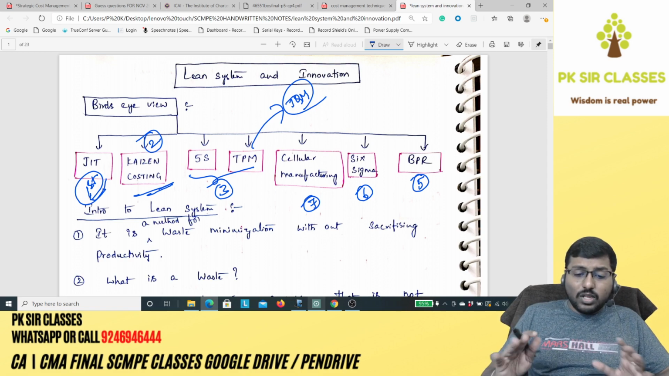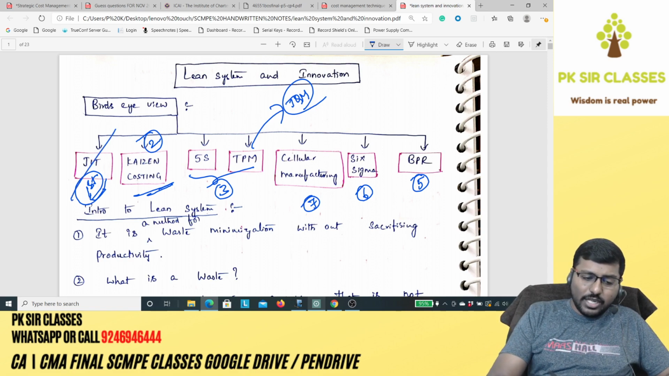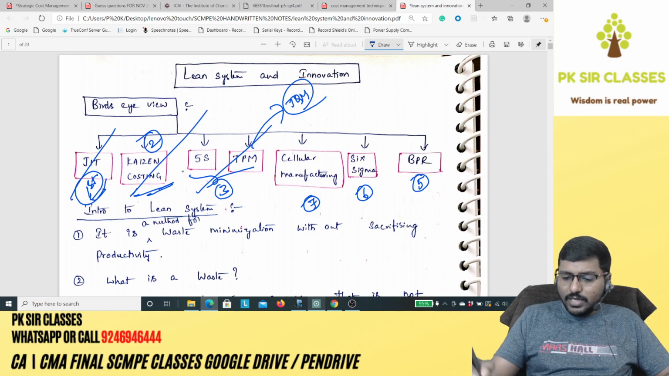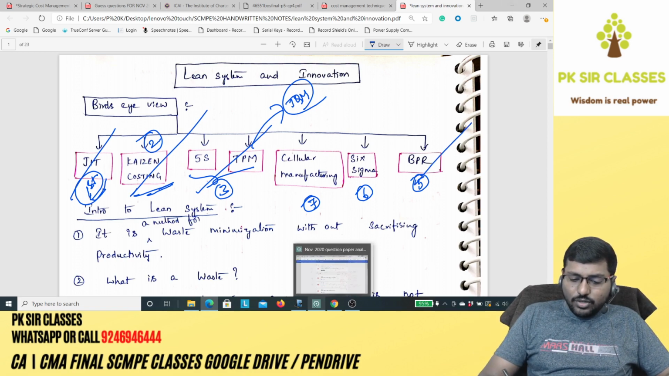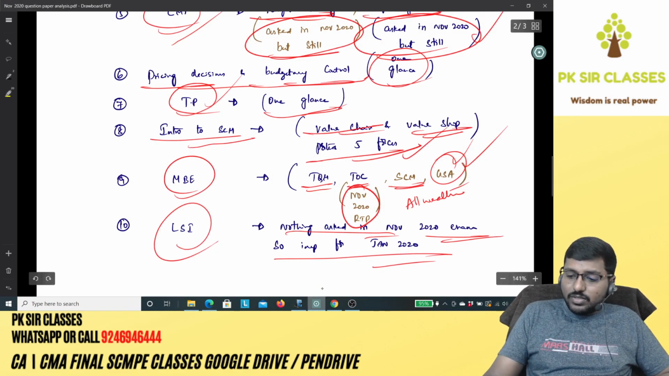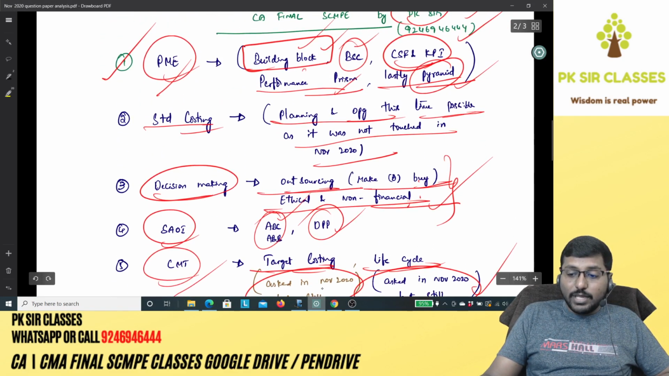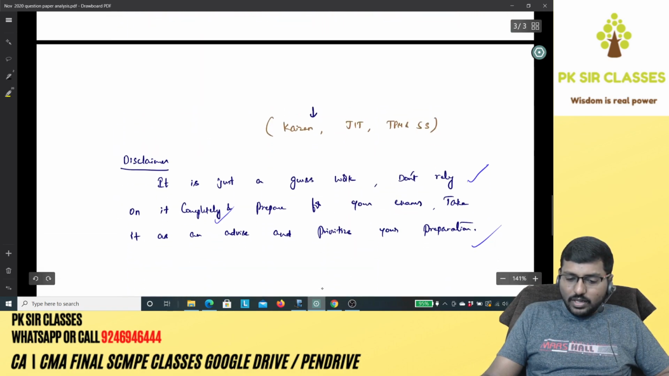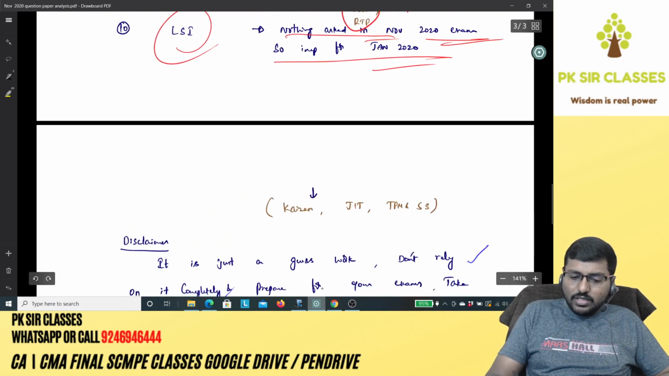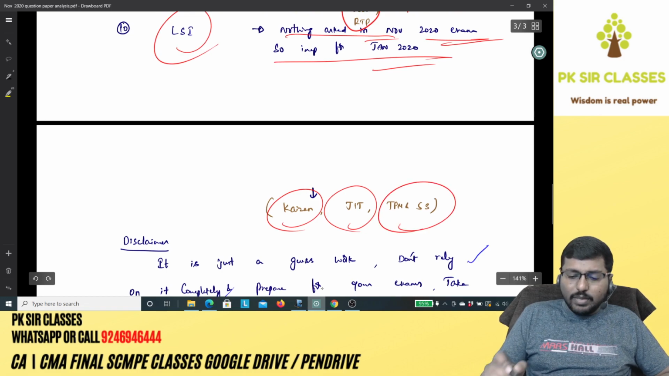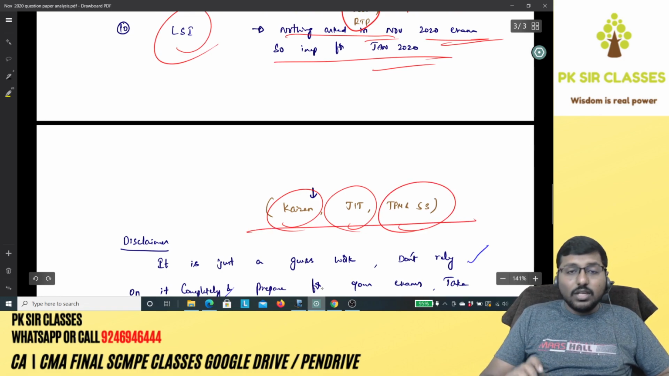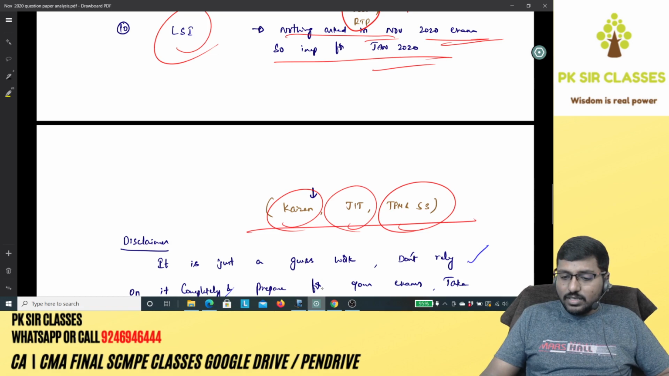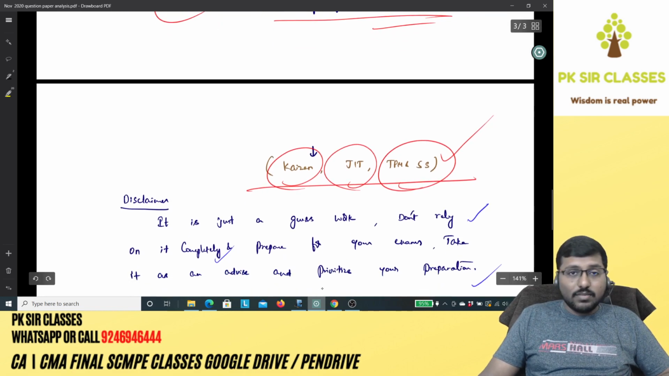Sir, what are the compulsory areas which I have to study? JIT, Kaizen costing, 5S and TPM, BPR. Remaining you can even ignore, but that's at your own risk. Generally I don't recommend, because as I told you, sometimes our guess may go wrong. So as you can see here, this is Kaizen, JIT, TPM and 5S. That's what I've mentioned here as well, the most important areas in LSI, lean system and innovation. This time Jan 2021, I feel it's a little bit important because it was not given its due importance in the last exam, that is November 2020.